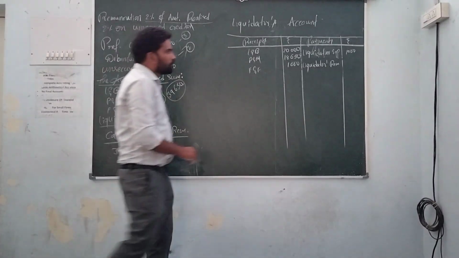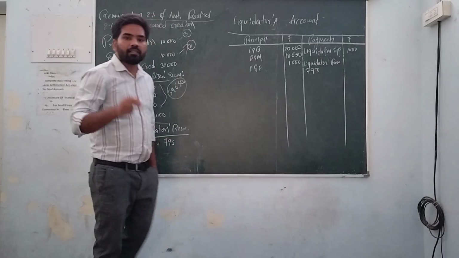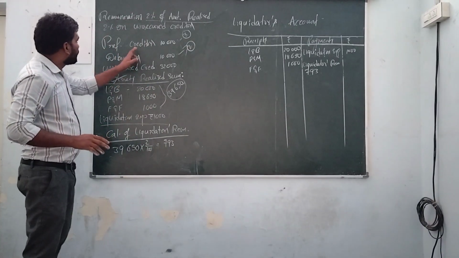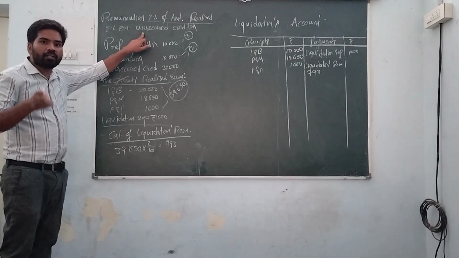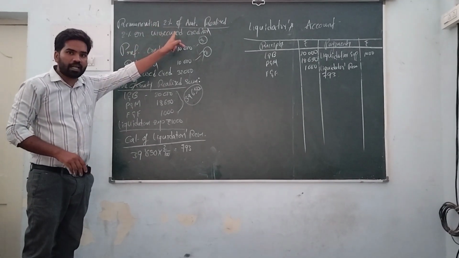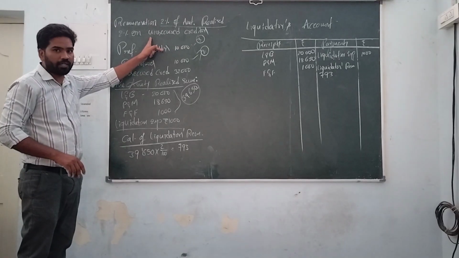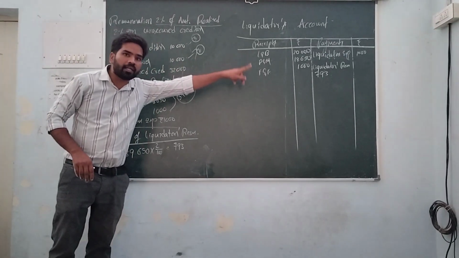793 rupees. Okay. So you have to record 793 rupees in the inner column. Why? Because there is another remuneration we have to calculate for the liquidator. The liquidator receives two remunerations: one on the assets realized, another on the unsecured creditors. Okay, the first one is completed. So that's why you have to record it in the inner column.